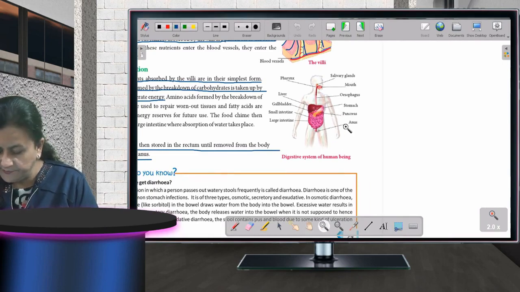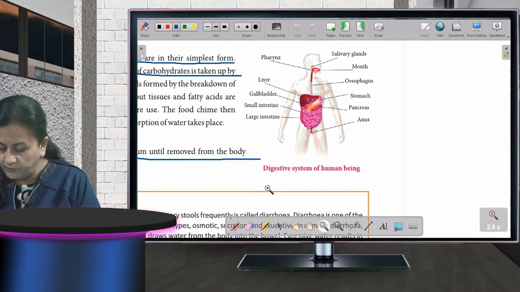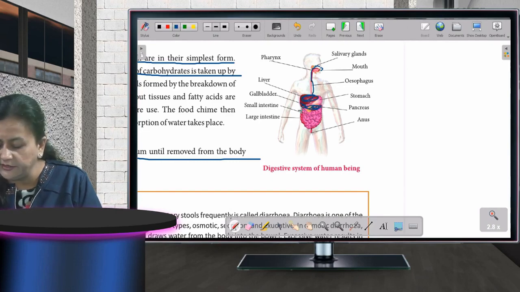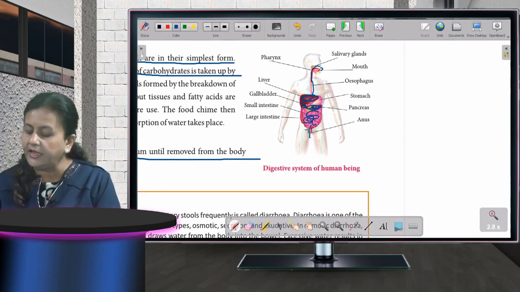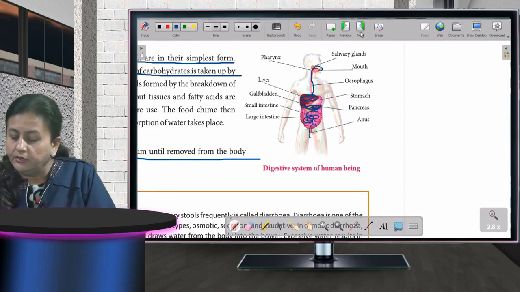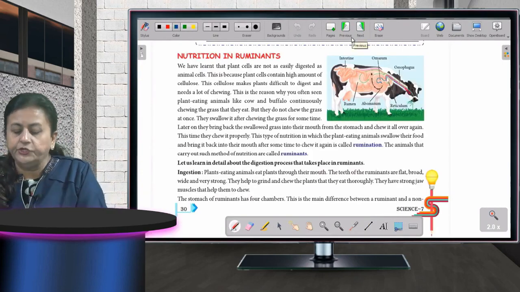Everyone can see? Okay. Now what is happening here? The mouth is there, you are putting the food in the mouth, and through the mouth it is going in through the esophagus and entering your stomach. And after the stomach, it goes into the small intestine. Okay, the food is going into the small intestine, and after that in the large intestine you all can see, and after that the food is coming out through the anus, the unwanted or the leftover food. Fine. Now the next one, nutrition in ruminants.